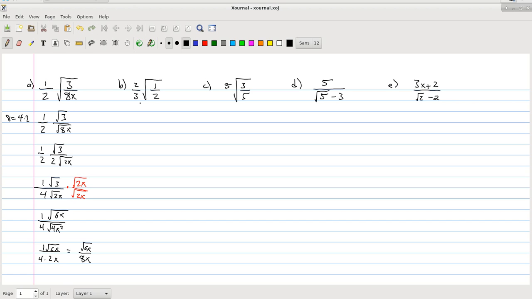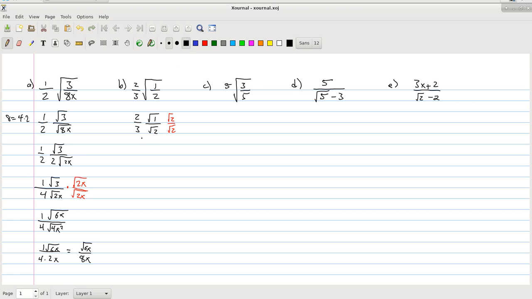Part B, 2/3 times the square root of 1/2. We're going to start this in the same way we did the previous problem. We're going to write the fraction inside the radical as two separate radicals. So 2/3 times square root of 1 over square root of 2. Now, these square roots won't simplify, so we can multiply both numerator and denominator by what we're trying to get rid of, by radical 2.